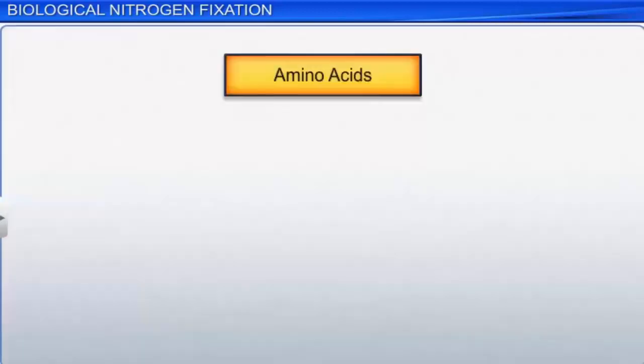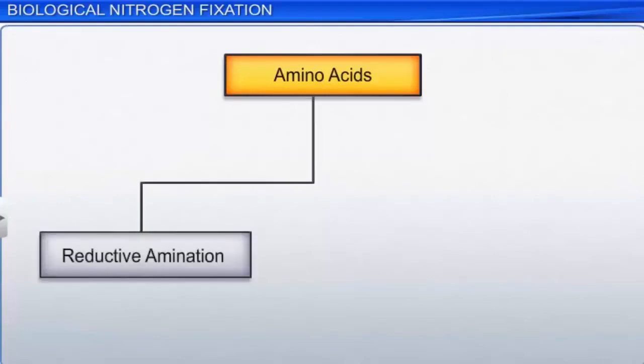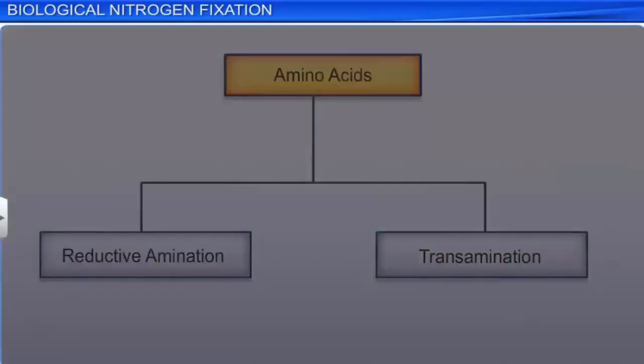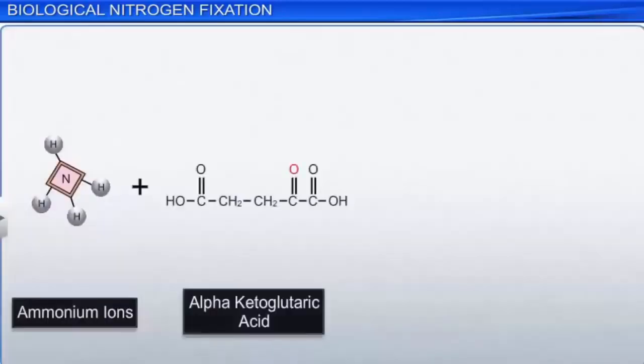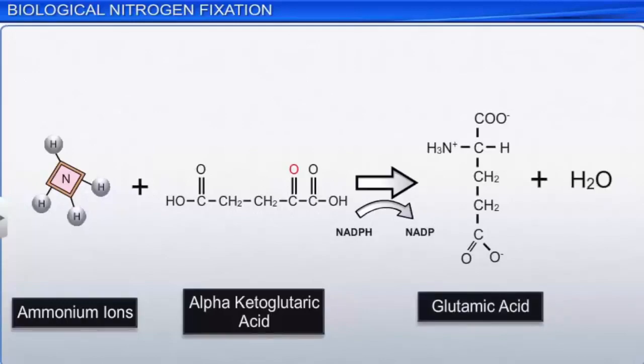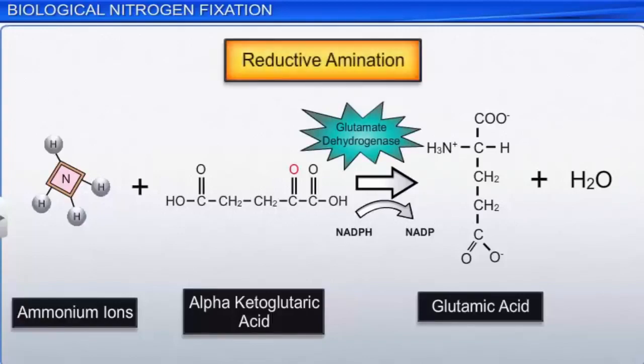Amino acid synthesis in plants takes place in 2 ways: reductive amination and transamination. When ammonium ions react with alpha-ketoglutaric acid, it reduces it to an amine and forms glutamic acid and water in the presence of the enzyme glutamate dehydrogenase. Hence, this reaction is called reductive amination. The energy required for this reaction is obtained by the oxidation of NADPH to NADP.